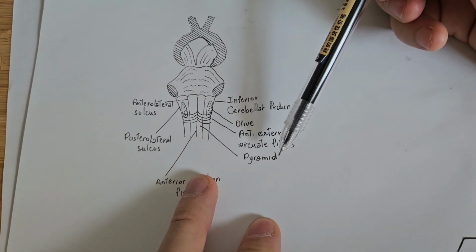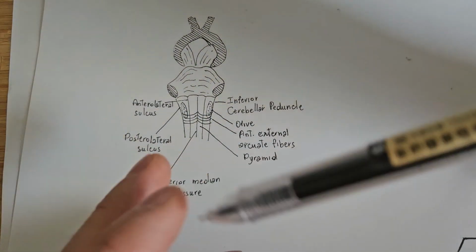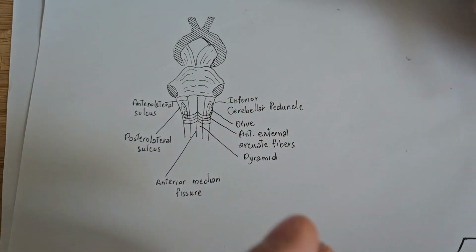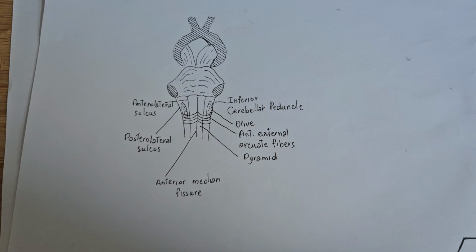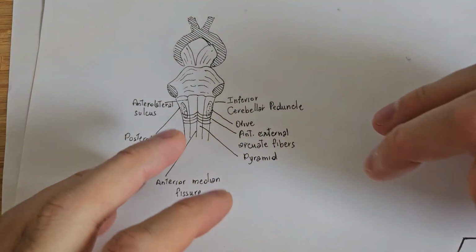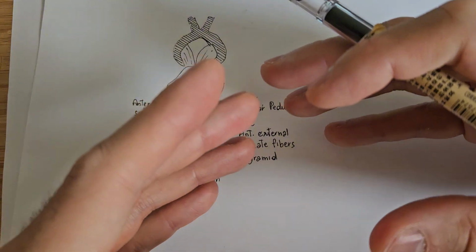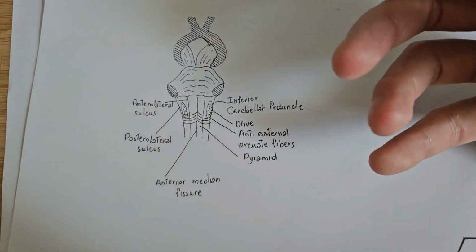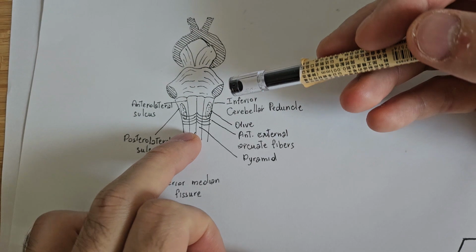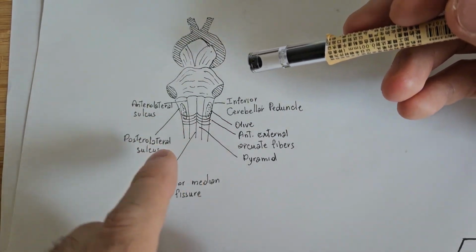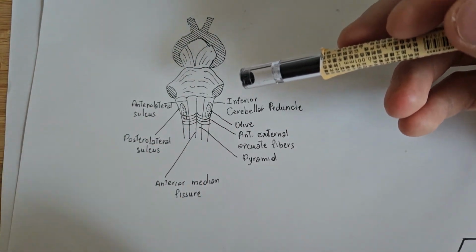This is the pyramid. And this is the most prominent and medial elevation on the anterolateral surface of the medulla, and it gets its name because it's triangular in shape, which, as you can see here, tapers as it descends towards the spinal cord.